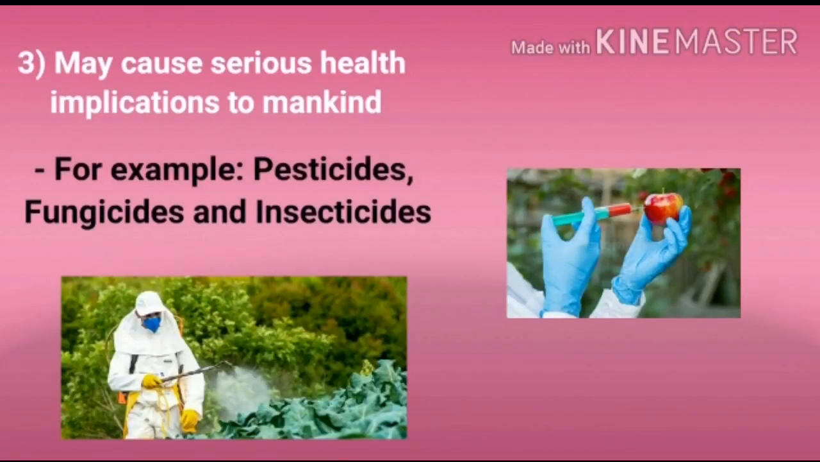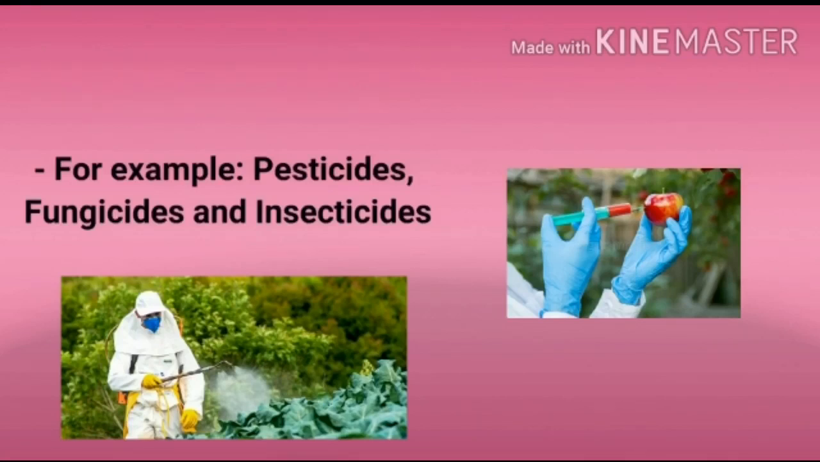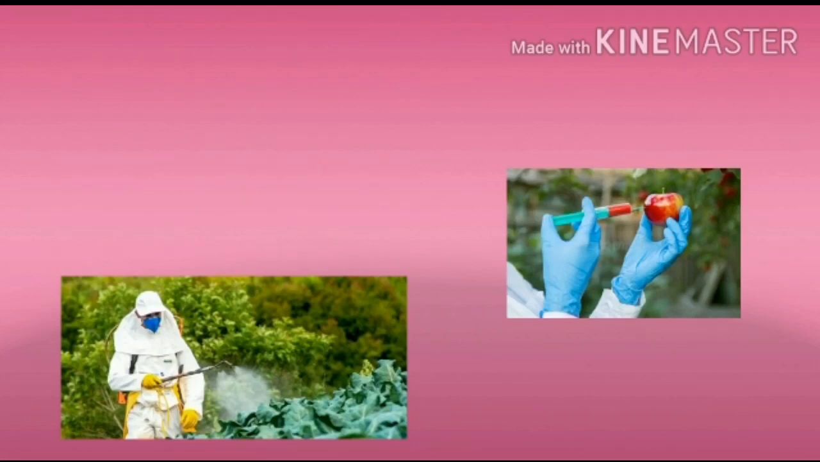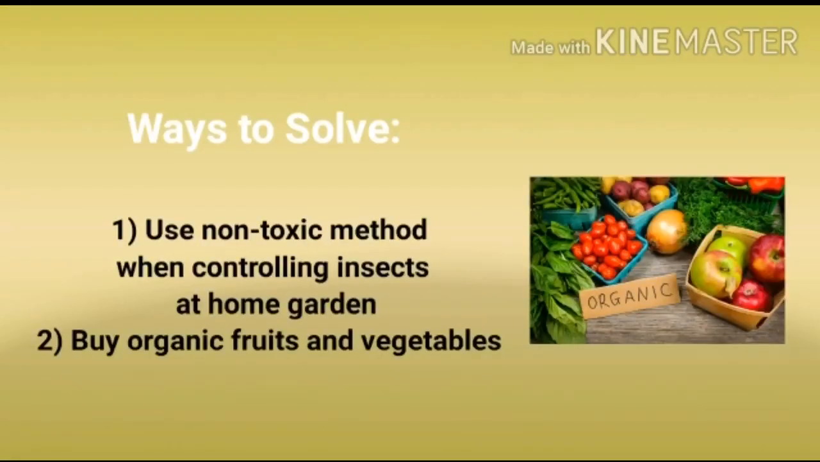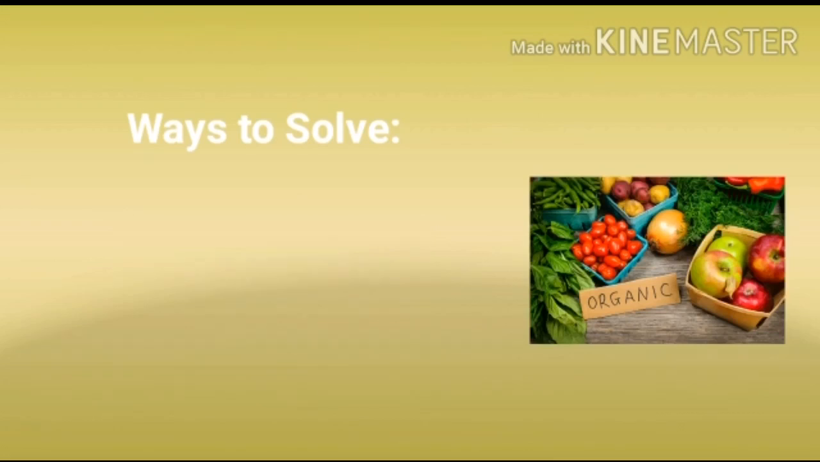Pesticides like insecticides and fungicides cause serious health implications to mankind because of the chemicals that they release. We can solve this problem by using non-toxic methods for controlling insects in our home garden and buying organic fruits and vegetables so we can avoid buying the ones that have been exposed to pesticides.